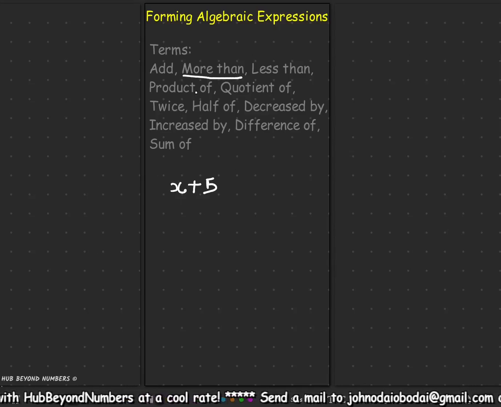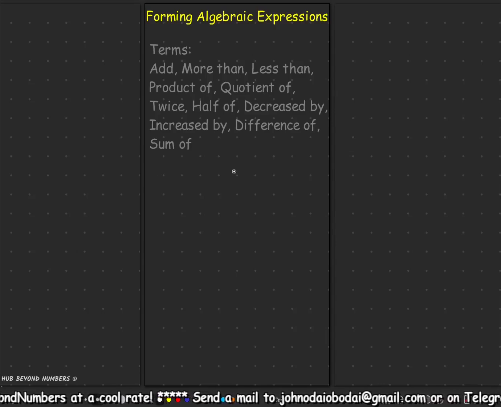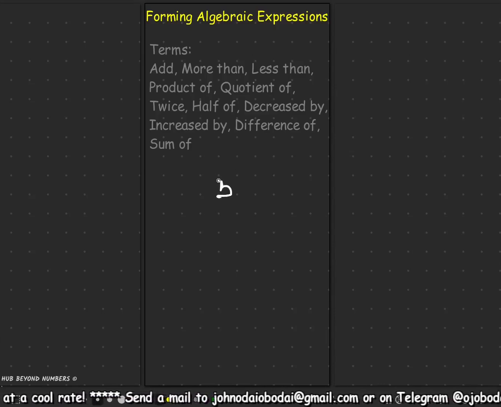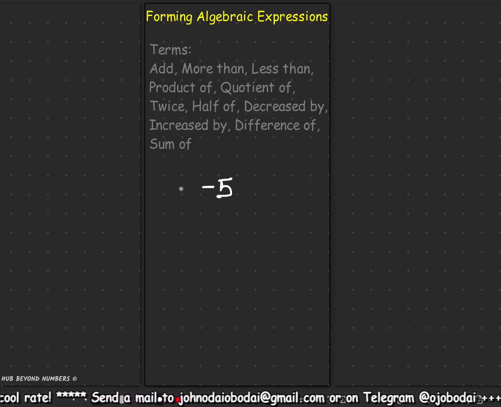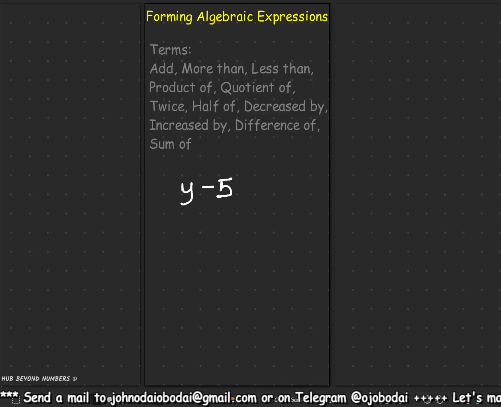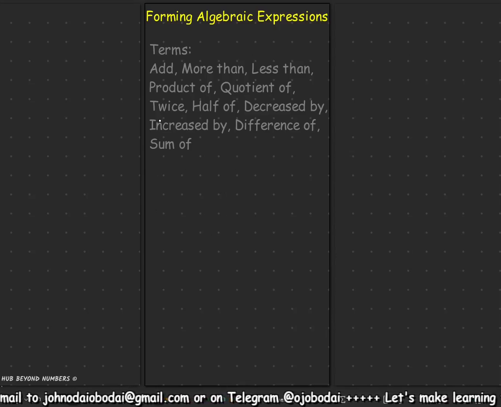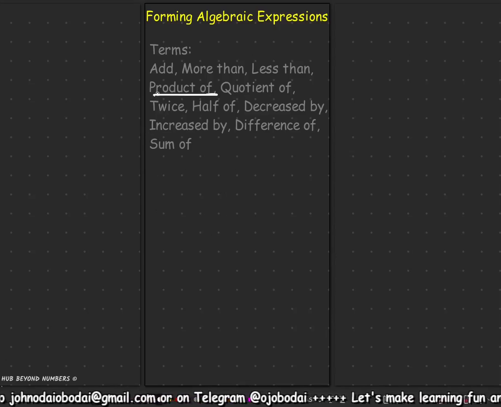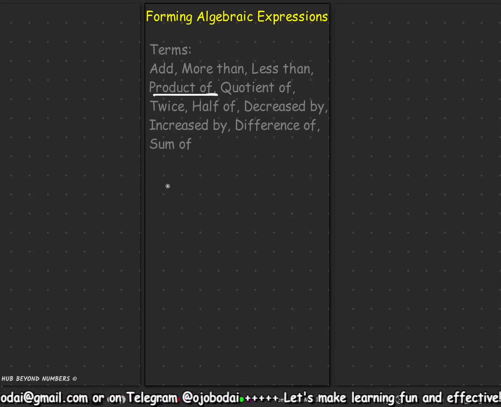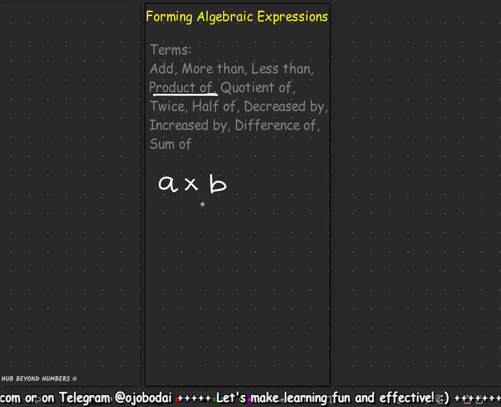Then on the other hand, we have less than. If more than is addition, then less than will certainly be subtraction. So 5 less than a number, any number at all. The variable you use depends on you. Then the next one is product. Product simply means multiplication. This is product of. If I want the product of A and B, that is A times B.